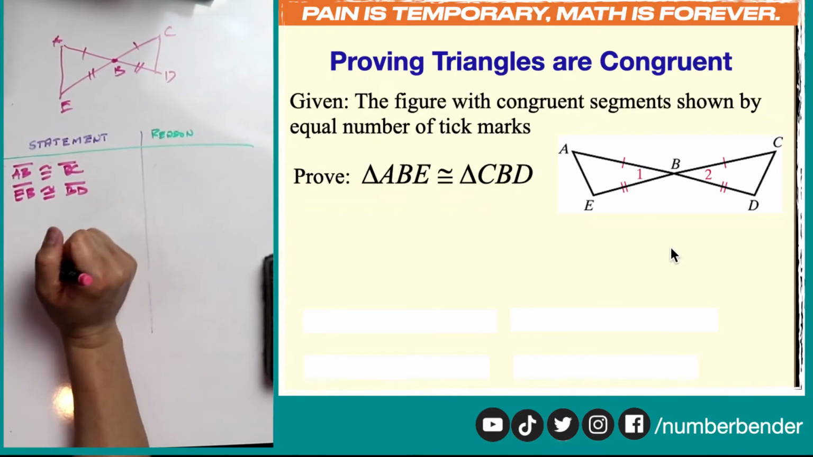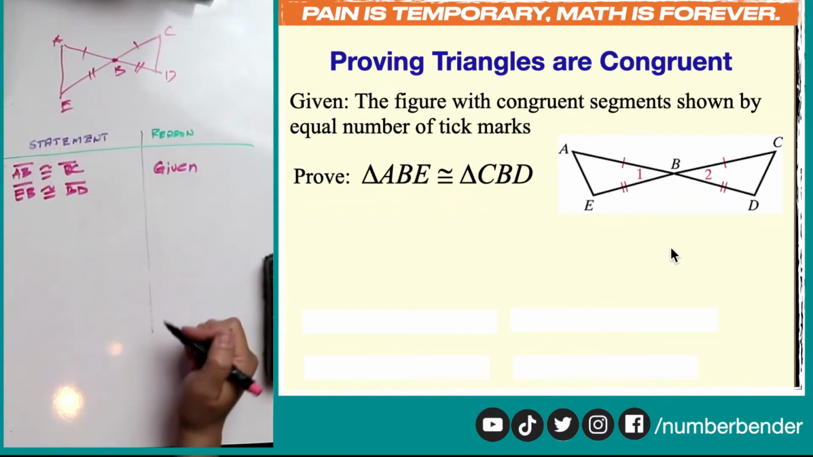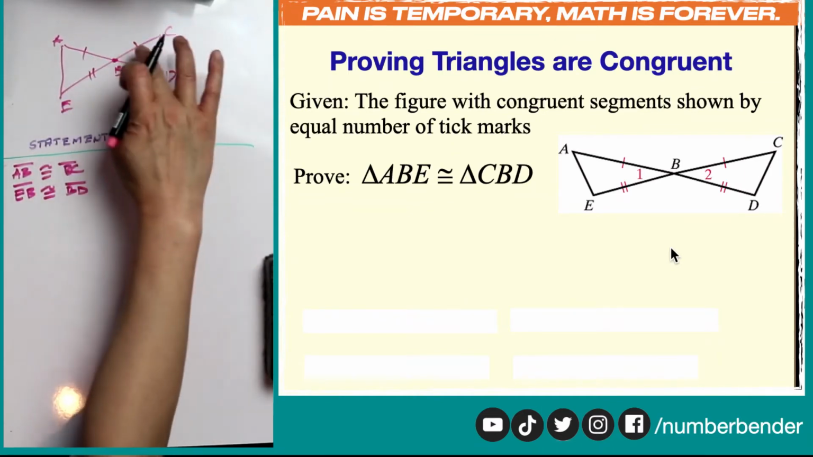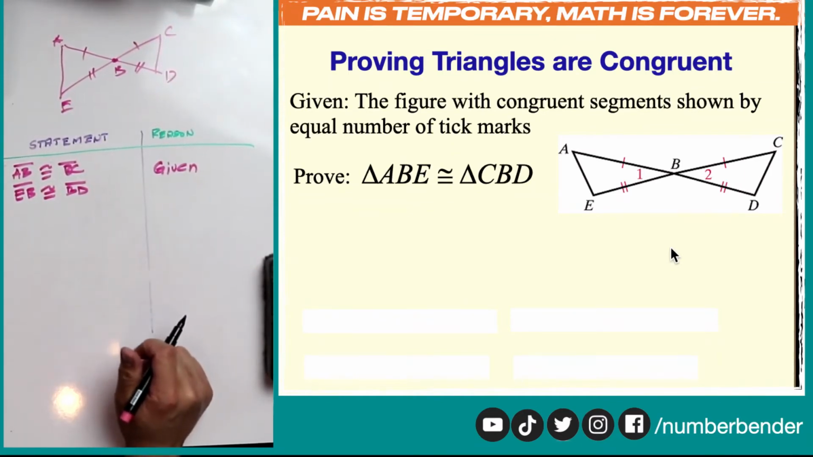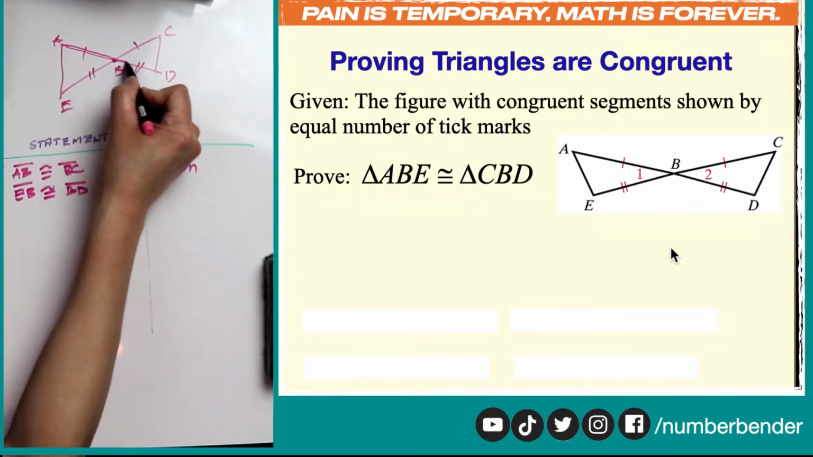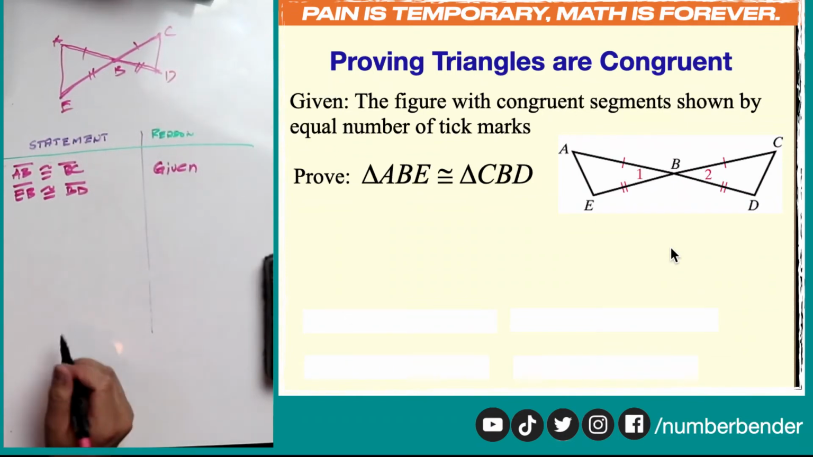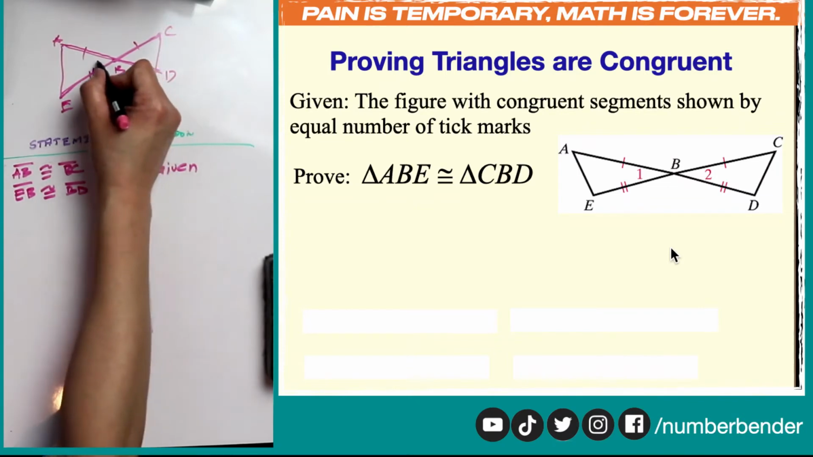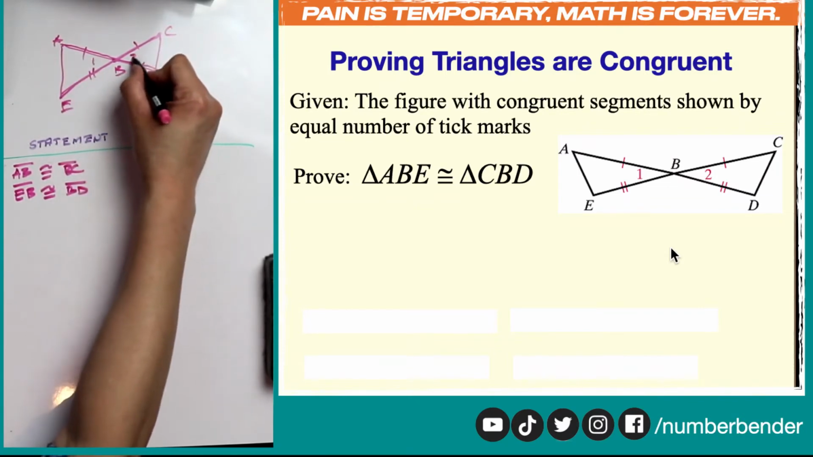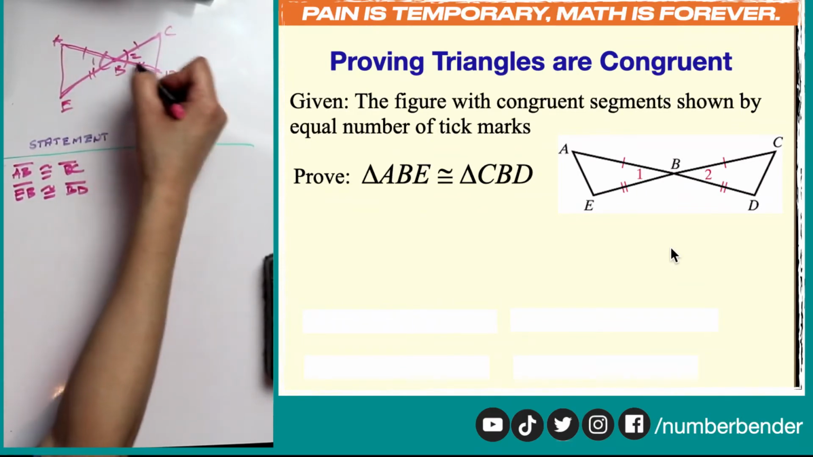And we know that because it's given in our diagram. And we need to prove that triangle A and triangle B are congruent. And we know that we are seeing a special type of angle here, and we know that that angle is what we call the vertical angle. So from here, we can say that angle 1 and angle 2 are congruent because they are vertical.